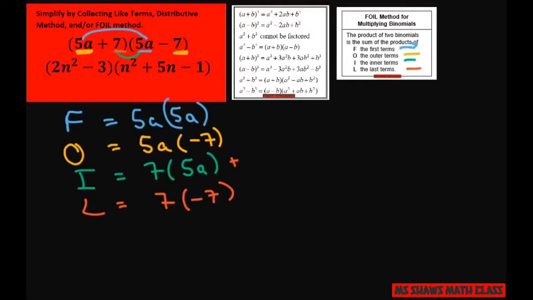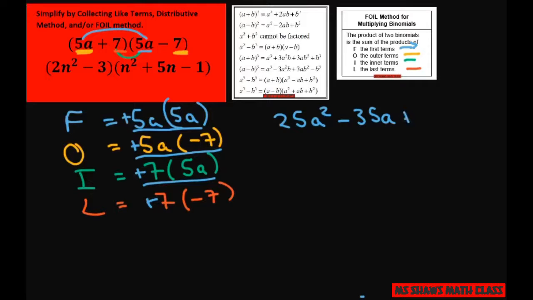All right, and now we just put this together. If there's not a plus in front, that means plus. So this is going to be 5a times 5a is 25a squared. Then 5a times negative 7 is negative 35a. This is going to be plus 35a. And the last is going to be negative 49. These two middle terms zero out, so we're left with 25a squared minus 49.